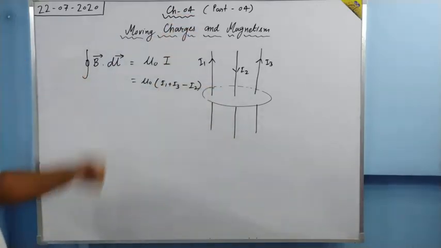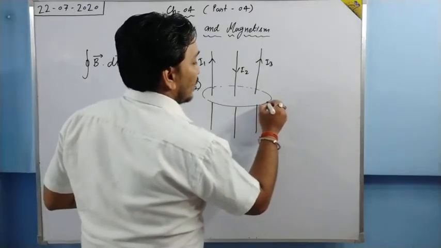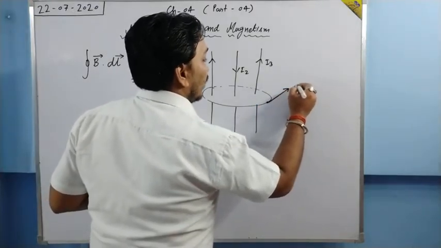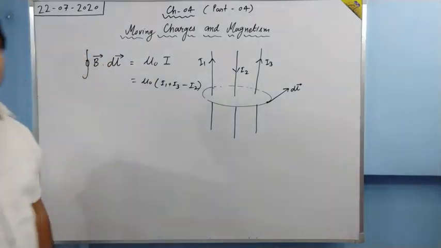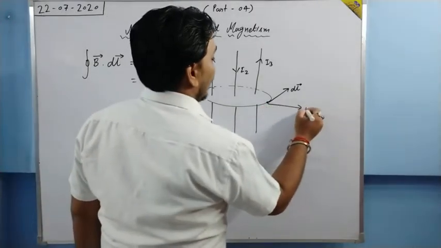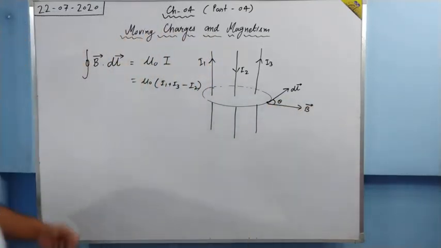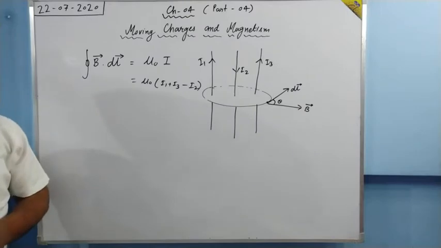And what is that B dot dl? Suppose at this point, this is the direction of tangent, and the direction of tangent will be the direction of dl. What is the direction of magnetic field? Suppose the magnetic field is here. So if this angle is theta, then B vector dot dl vector will be B dl cos theta.